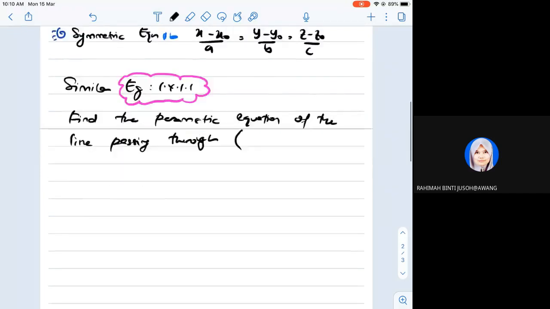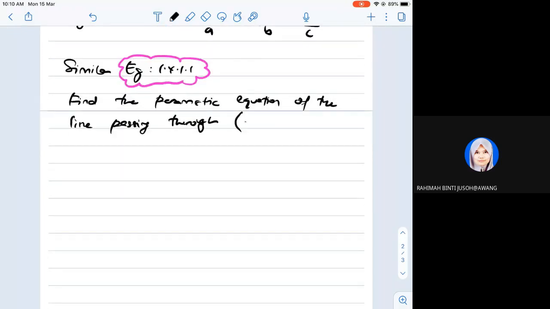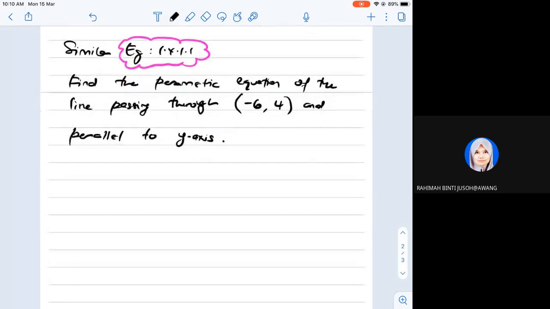Let's say we have (-6, 4), and parallel to the y-axis. Okay, this question is in 2 dimensions, because we only have x and y coordinates. All right, so now the equation of the line, solution.